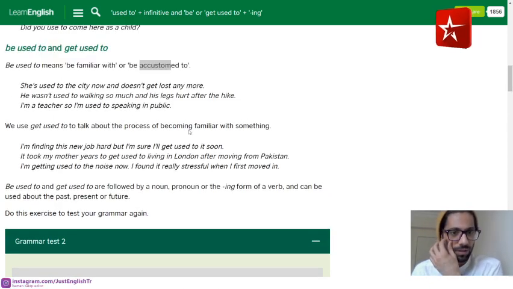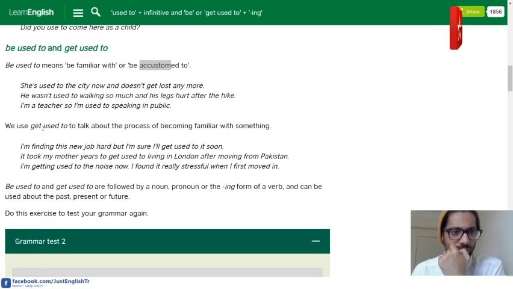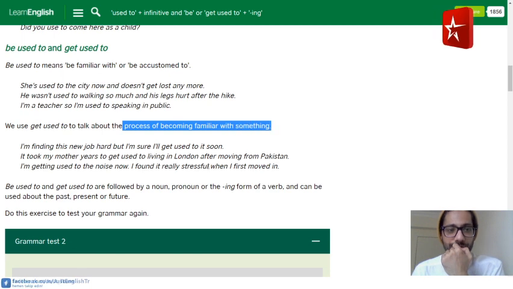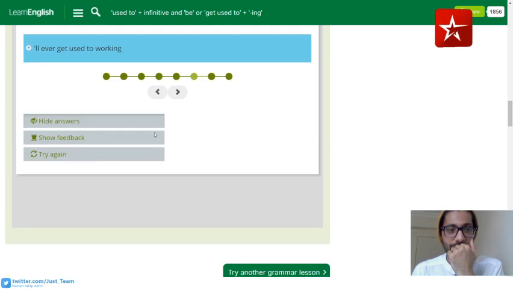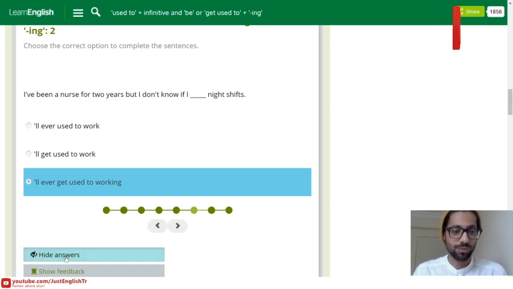Here, can you see here? Be used to means be familiar with or accustomed to, and the same with get used to. It's a process of becoming familiar with something. I'm not familiar with the fact that I have a night shift, so I don't know. This is one of the mistakes.